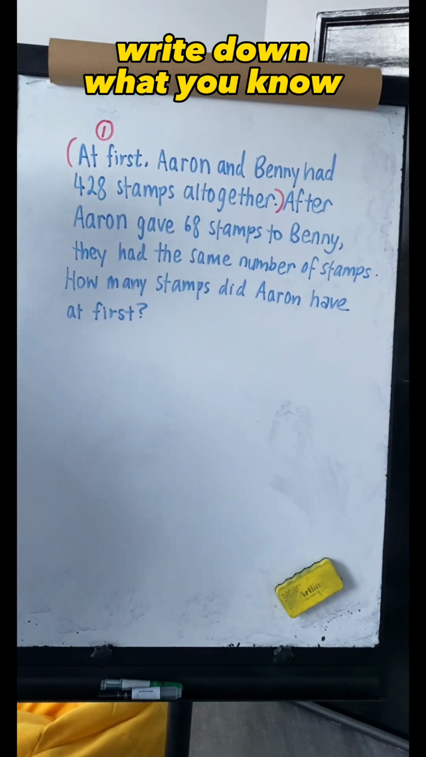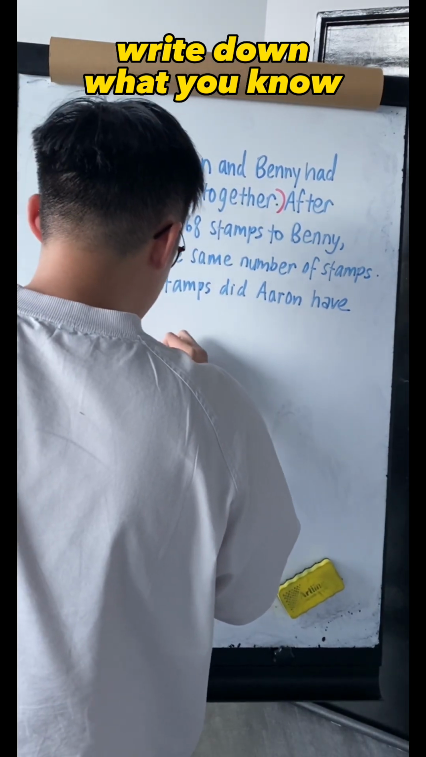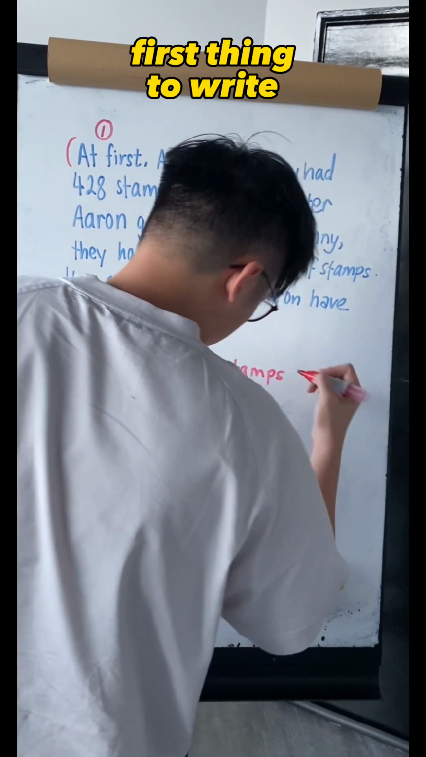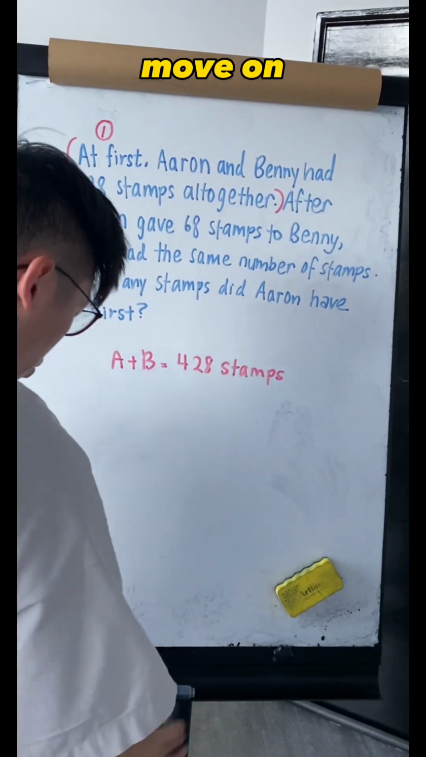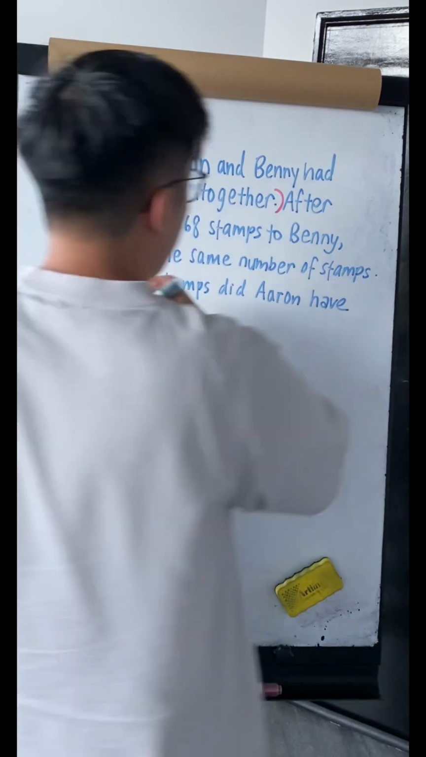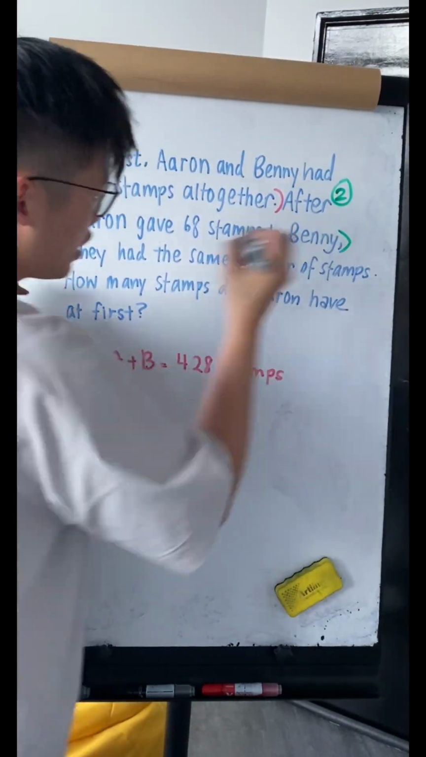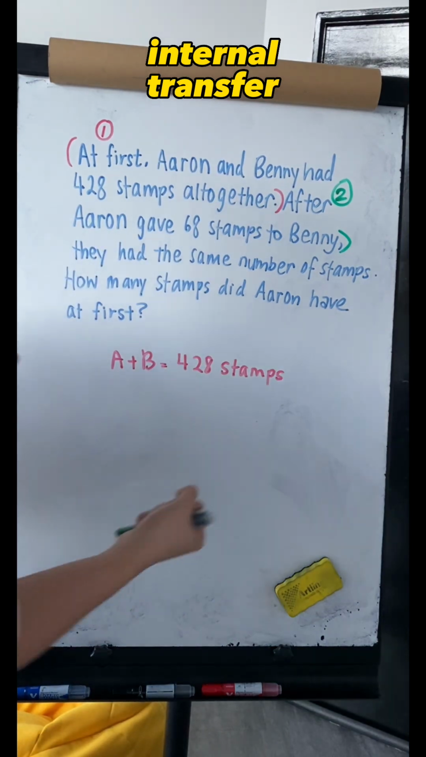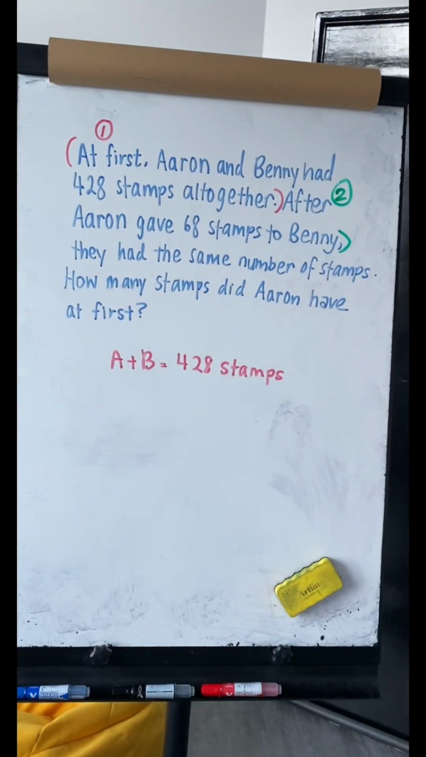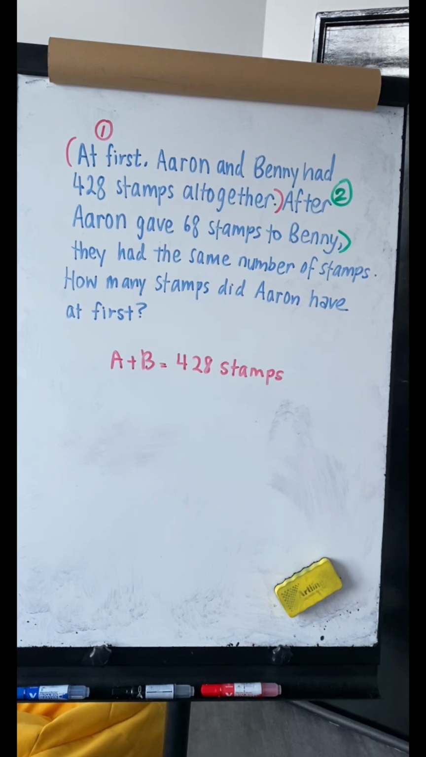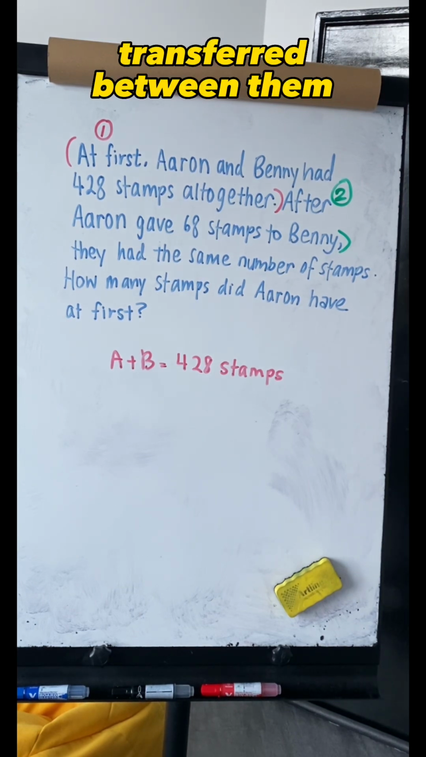So what I want to do is write down that A plus B is equal to 428 stamps. That is the first thing I can write down. Once I'm done with this, I can move on, and I realize that in sentence number 2, after Aaron gave 68 stamps to Benny, there is an internal transfer. What do I mean by internal transfer? I mean that Aaron gave to Benny. The stamps are not given out. The stamps are transferred between them. Am I making sense here?